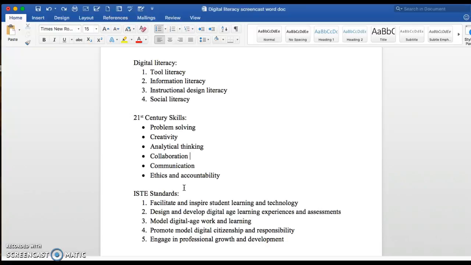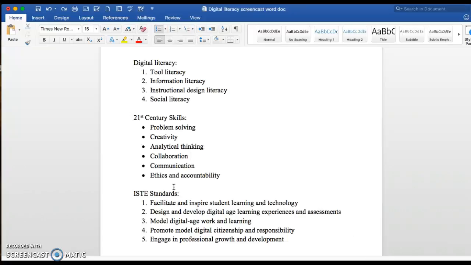Finally, the last 2 standards tie together with social literacy, communication, collaboration, ethics and accountability in order to engage in growth and development of your students. You must be ethical and a well-communicated person so that they will be able to understand and trust you.